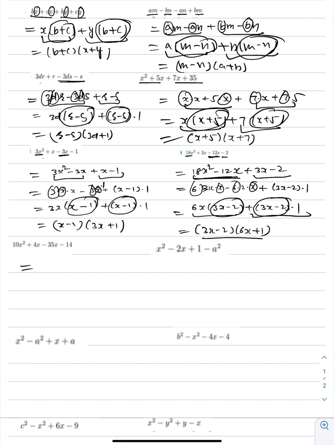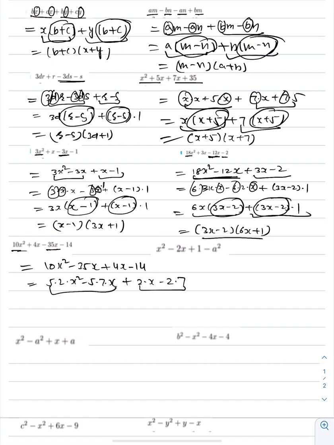Now in this case, let's have a look at if we need to rearrange anything. Yeah, I think it's better because 10 and 35 is a multiple of 5. So let's rearrange. And then 4 and 14, they are even numbers. So this is 5 into 2 into x squared. This is 5 into 7 into x. And then you have 2 times x minus 2 times 7. So here 5 is common, x is common, and here you have x also common. So 5x, and you get 2x minus 7.